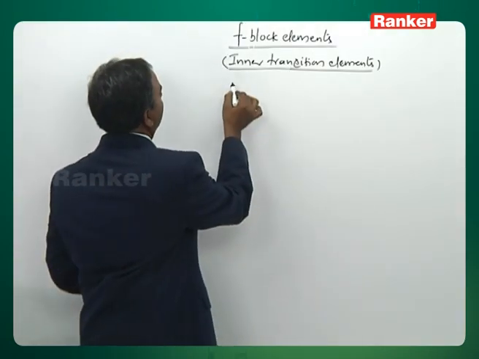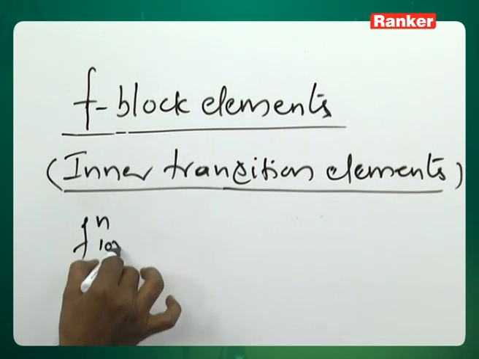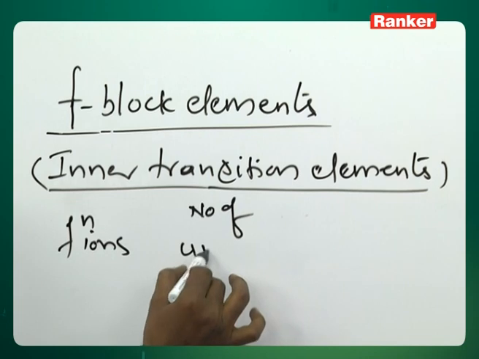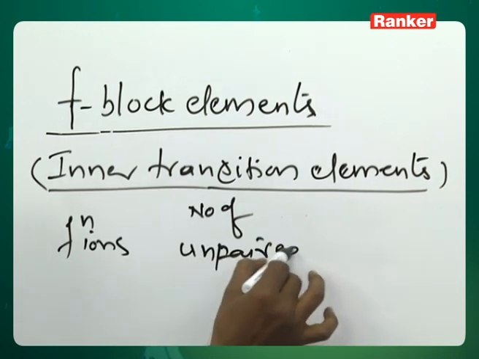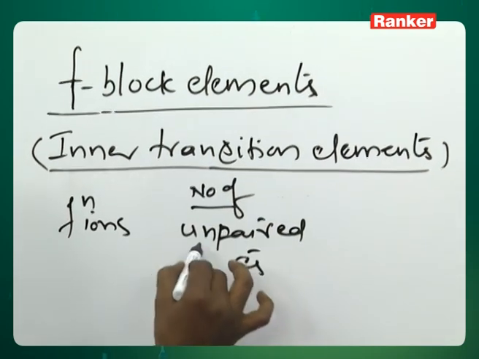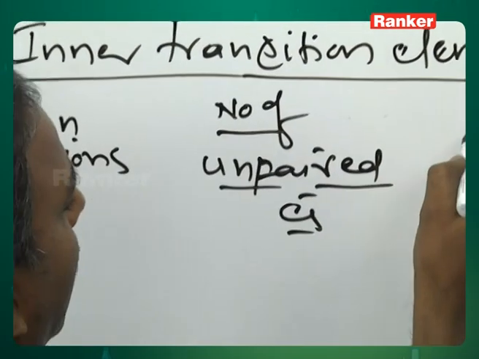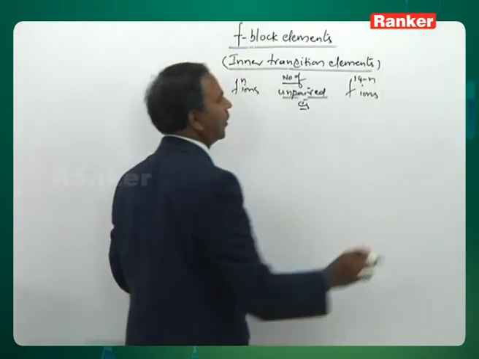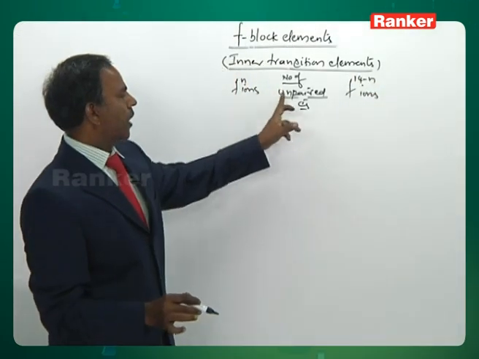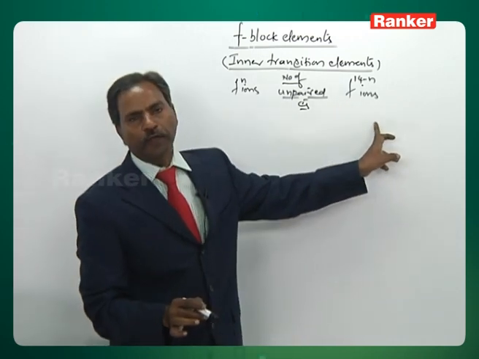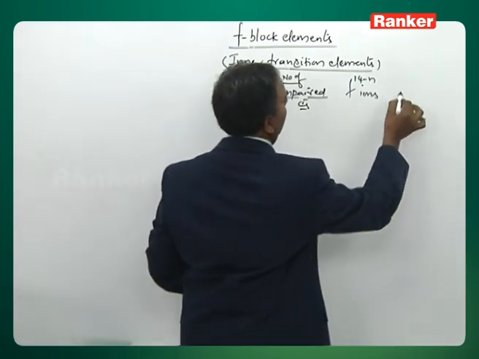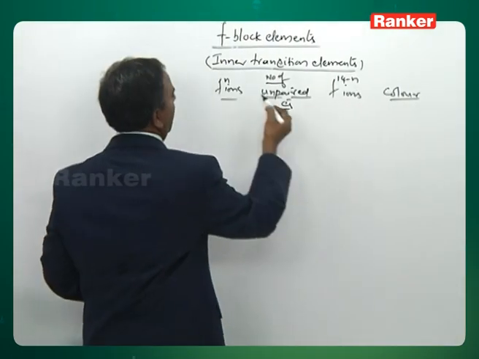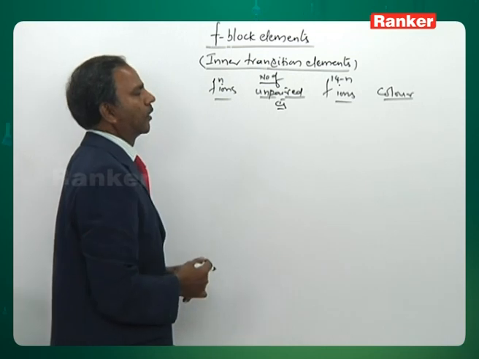Let us make columns: fn ions, number of unpaired electrons, and f14-n ions, number of unpaired electrons. Let me make one more column. What is the color of these pairs? So fn ions, f14-n ions, and color.